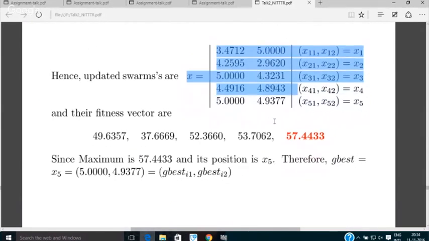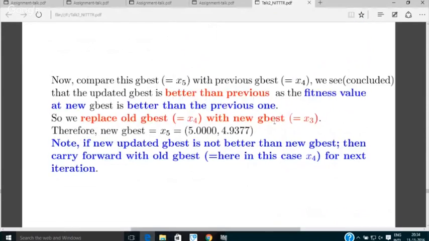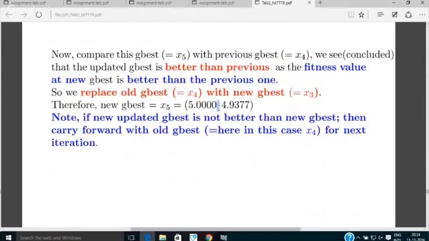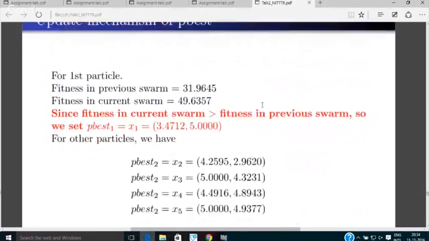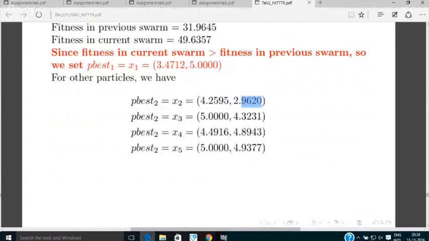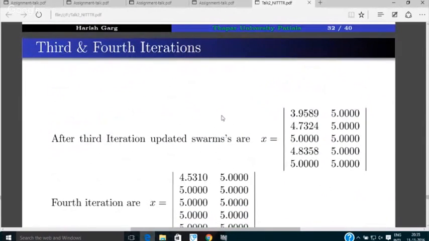Okay, so this is my xi. This is my gi, that is the g best value. This is my g best. This is my p best value. Compare that, and you will get the third equation. You will get the new xi's, this one for the first component.